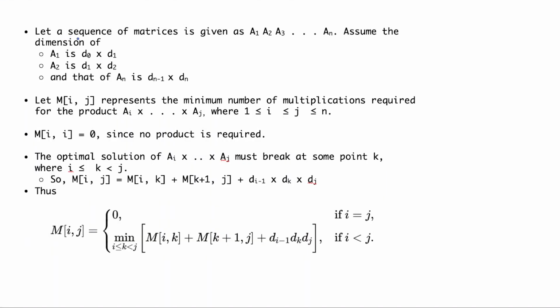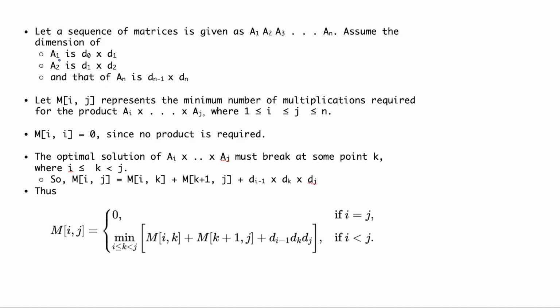Now suppose that a sequence of matrices is given as A1, A2, A3 up to AN. That is, we have to find the product of these matrices in this order. Now our aim is to find the parenthesis grouping in which the number of multiplications used to find this product will be as minimum as possible. And assume that the dimension of A1 is D0 by D1, and that of A2 is D1 by D2, and that of AN is Dn minus 1 by Dn.